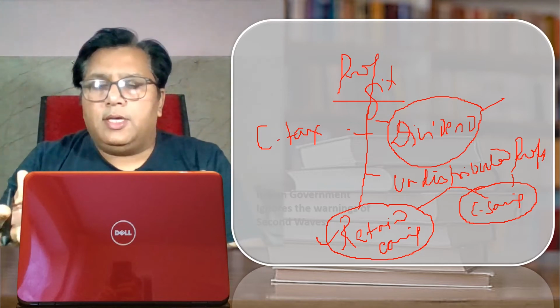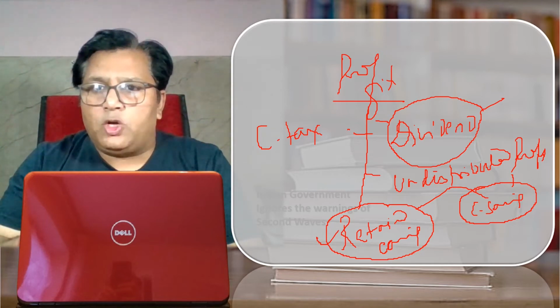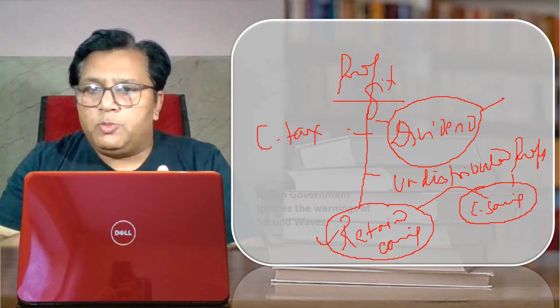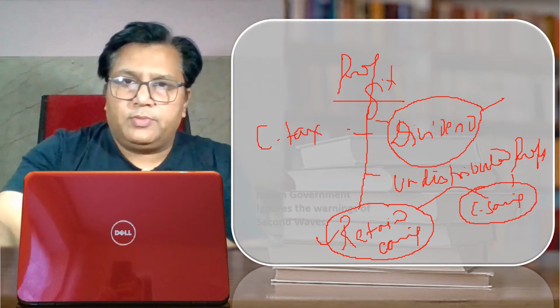So, in short, we can say that profit is the summation of three items, that is dividend, corporate tax, and undistributed profit. Undistributed profit is the summation of two items, that is retained earning and corporate savings. I hope the profit is clear.